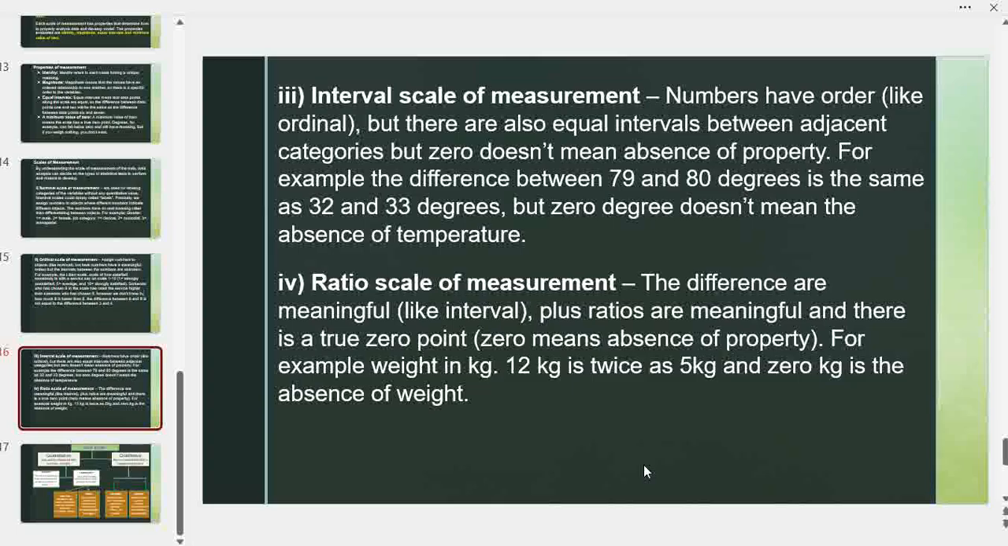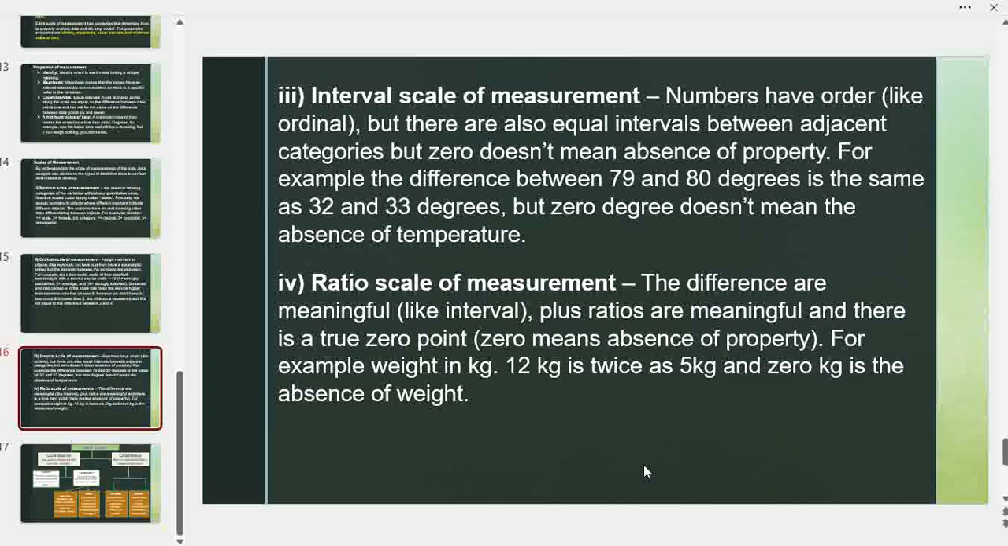For example, for temperature, the difference between 79 and 80 is equal to the difference between 32 and 33 degrees Celsius. But 0 doesn't mean we don't have temperature. 0 still means 0 degrees Celsius, and it doesn't mean we have no temperature. Hopefully that makes sense. Ratio scale of measurement.